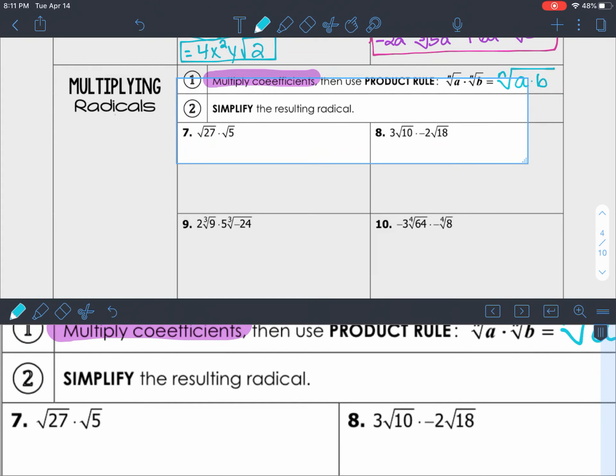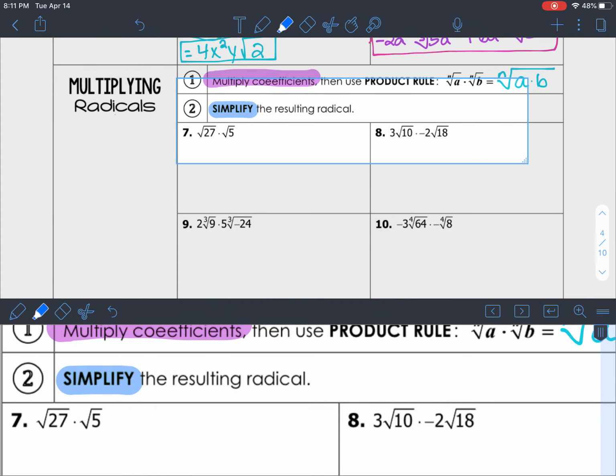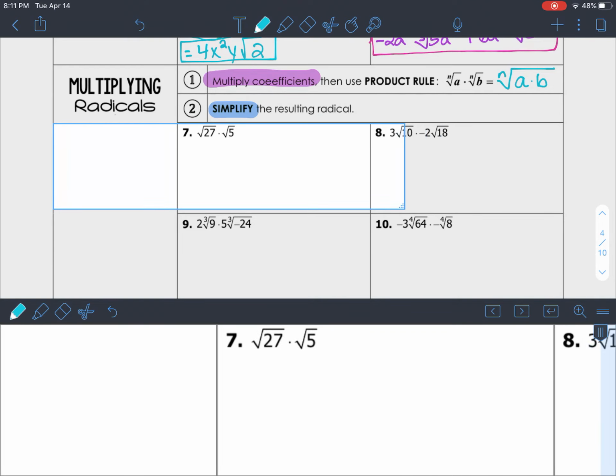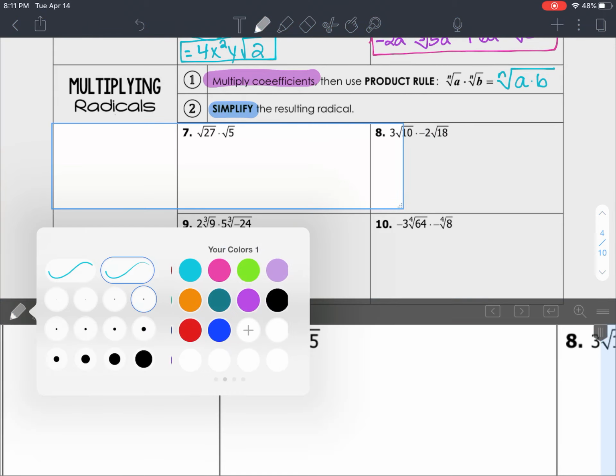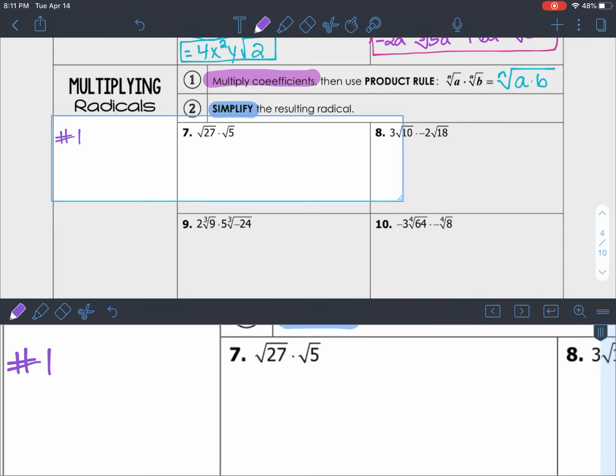And then we simply just need to simplify. This is a really important part, to make sure that it's in simplest form. So we need to simplify as our final step. So if we look at this first problem here, it's the square root of 27 times the square root of 5. If you feel like this is something that you want to simplify down and then multiply, you can do that. Or you can just straight up multiply 27 and 5. You'll get the same answer either way. So I'm going to show you both ways, and then you can choose whichever way you want to do it.